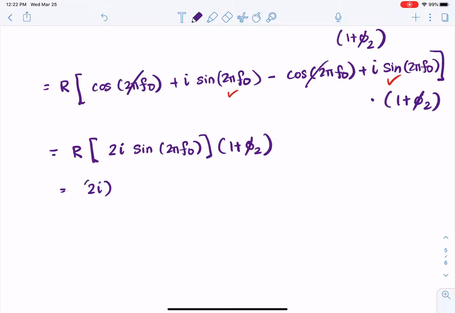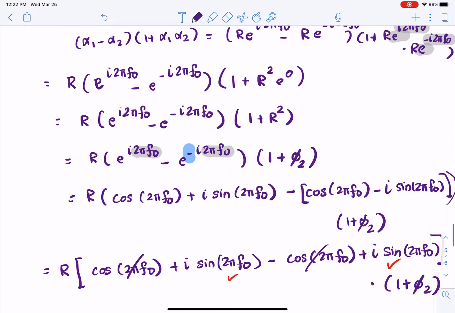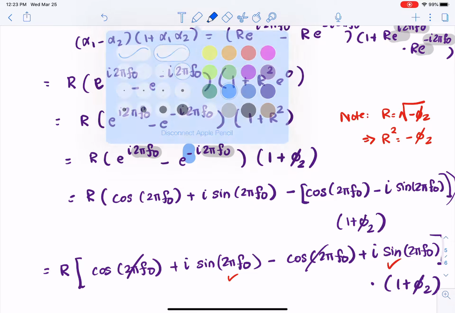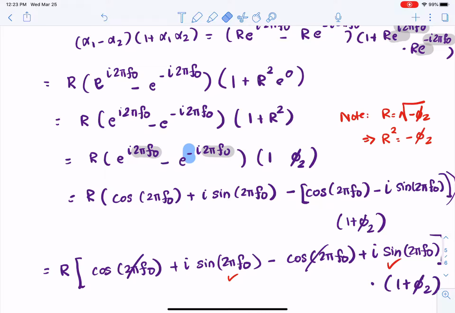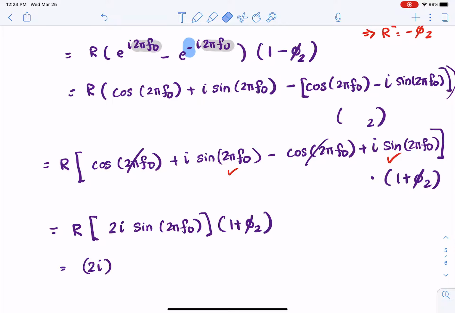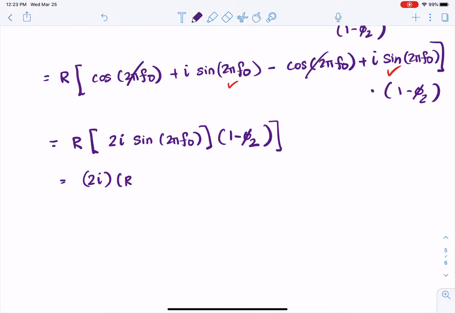So 2i is in common, so if we pull 2i out, I made a slight error here. Note r is the square root of negative phi 2, which would imply r squared is negative phi 2. So that has to be a negative. So we would have 2i r sine 2 pi f naught times 1 minus phi 2. And that is the denominator.